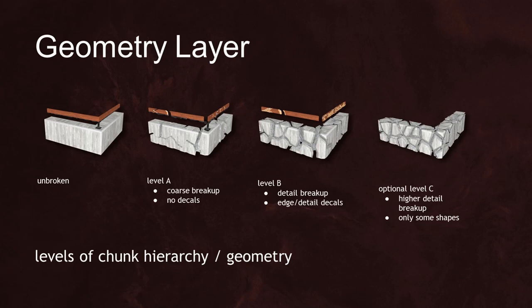Then you see that the wood doesn't even have the last level, because after being broken twice, it's basically just splinters. So we don't have the third layer, for performance reasons and detail reasons.